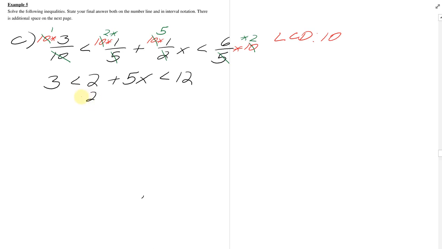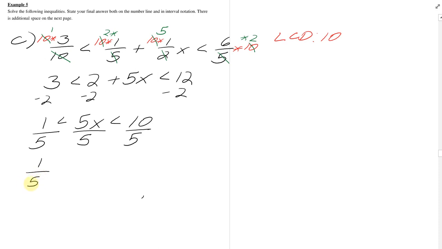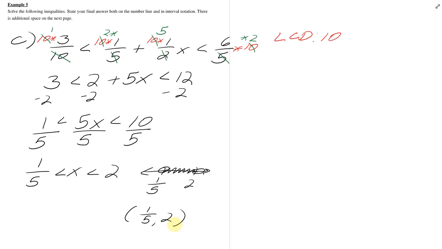So I'll go ahead and subtract off the 2. So I get 1 is less than 5x, which is less than 10. Divide all sides by 5. And that's really it, right? 1/5 is less than x, which is less than 2. And so I'll just write out what my number line and my interval notation look like. So those both have open dots, and then I go from 1/5 to 2 as shown. Okay, so let's do one more with fractions, and then we'll pivot to decimals.